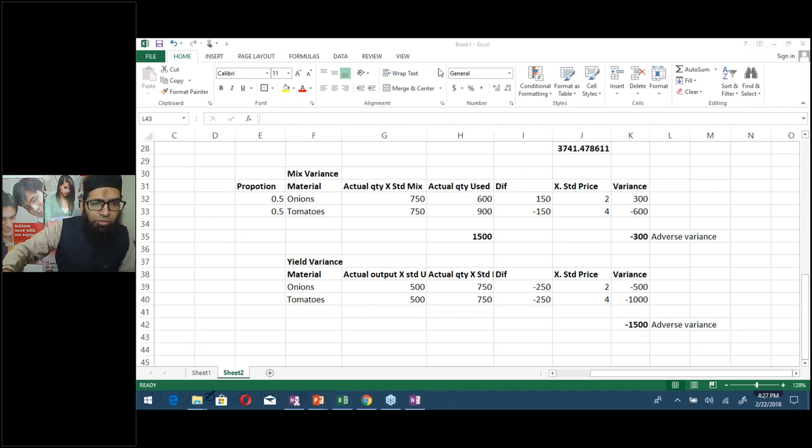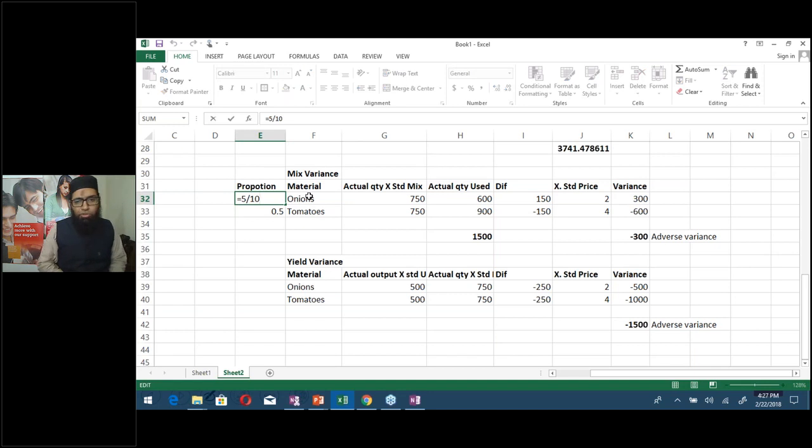Mo Tar Siddiqui has asked me where this 0.5 comes from. Dear, this 0.5 is the standard proportion. The standard proportion of onion was 5 kg and the total standard was 10 kg. So this is 5 by 10.